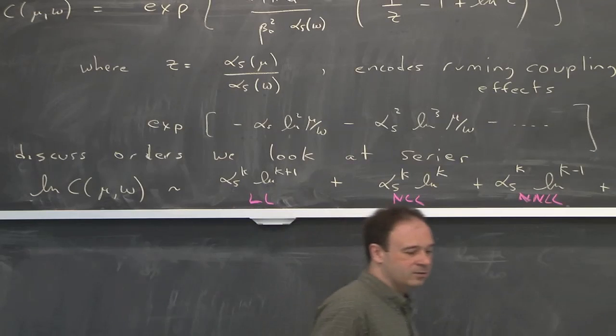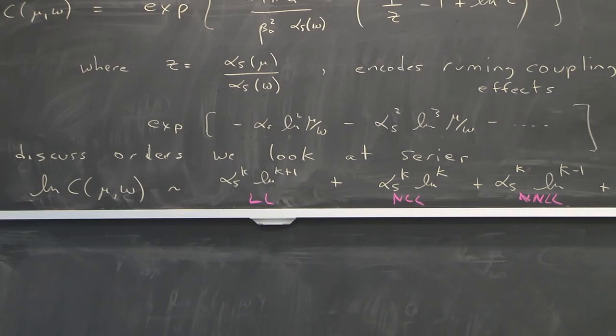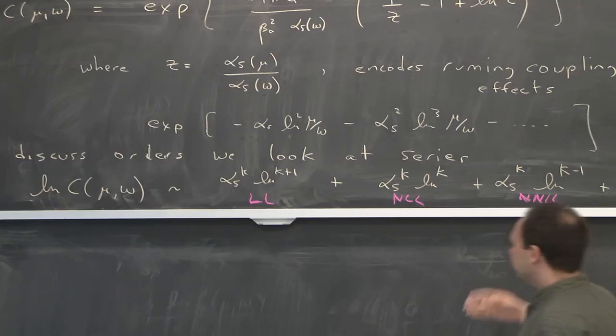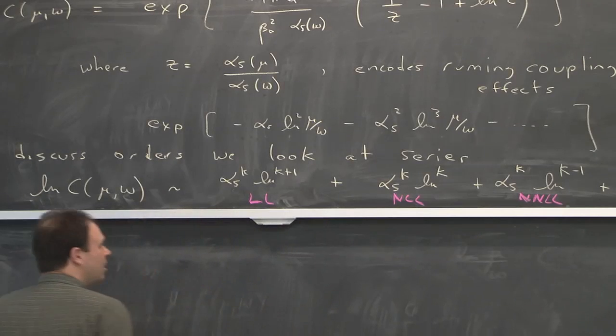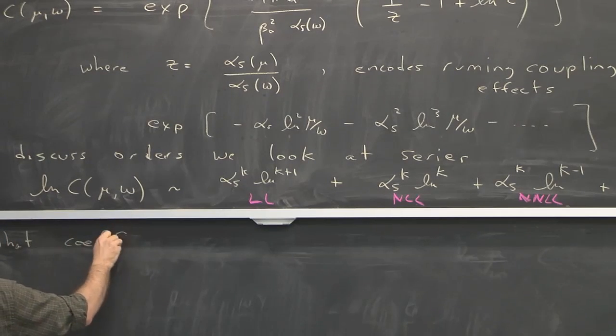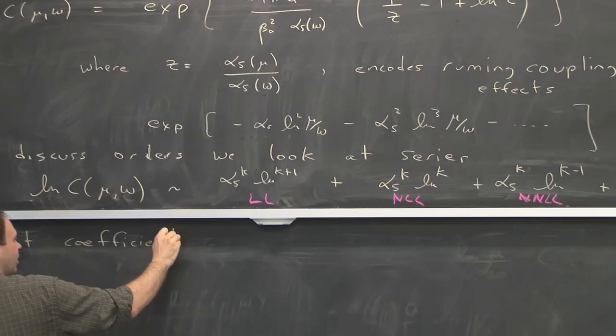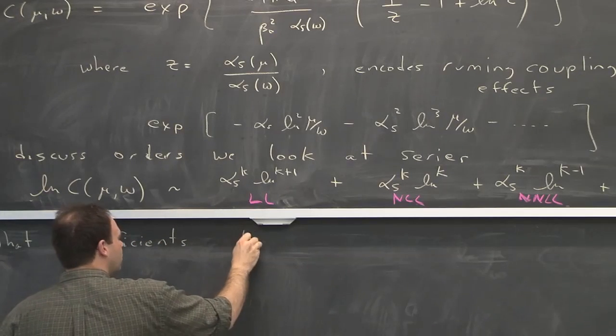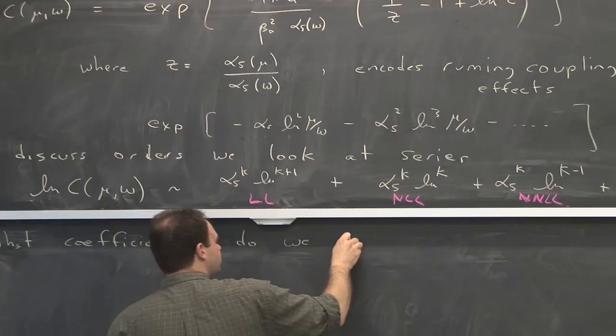So these are the kind of terms that you could sum by having higher order corrections in the anomalous dimensions. For example, this cusp anomalous dimension is known at 3 loop orders. So certainly next leading log is well within the realm of things that people talk about. So let's ask that question: if we were to carry out this one loop calculation and we were to do higher loops, what coefficients do we need to compute?